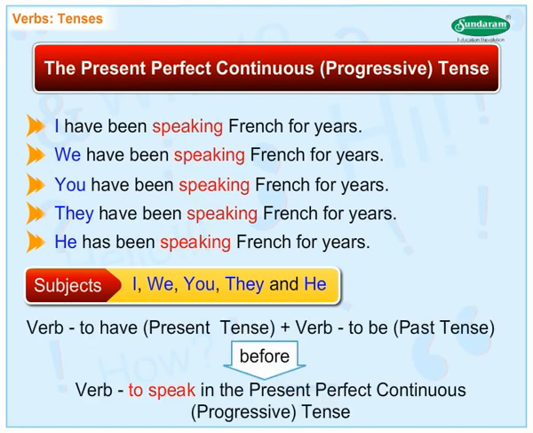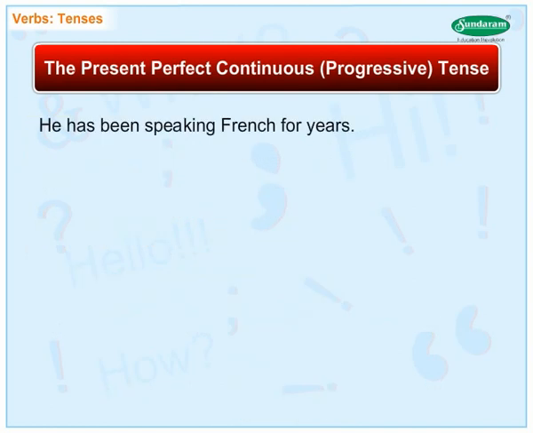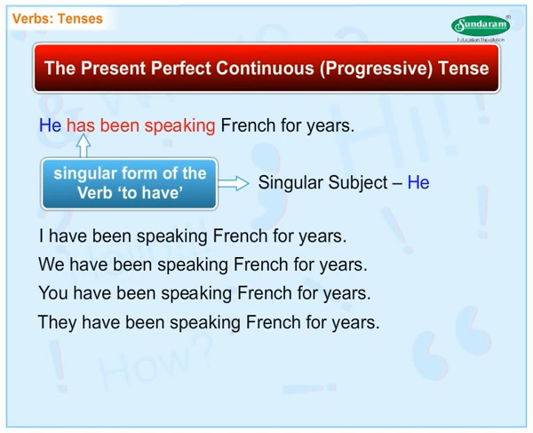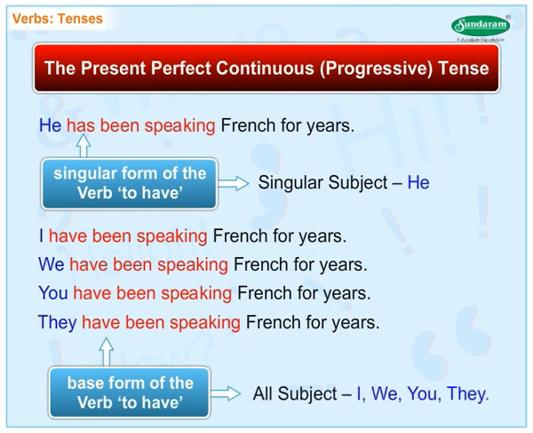The verb to speak takes the present tense of the verb to have along with the past tense of the verb to be before it in the present perfect continuous progressive tense. In the present perfect continuous tense, has or the singular form of the verb to have is used with singular subjects like he, she, it, etc. It is not used with I or with you to indicate the singular. All other subjects take have.